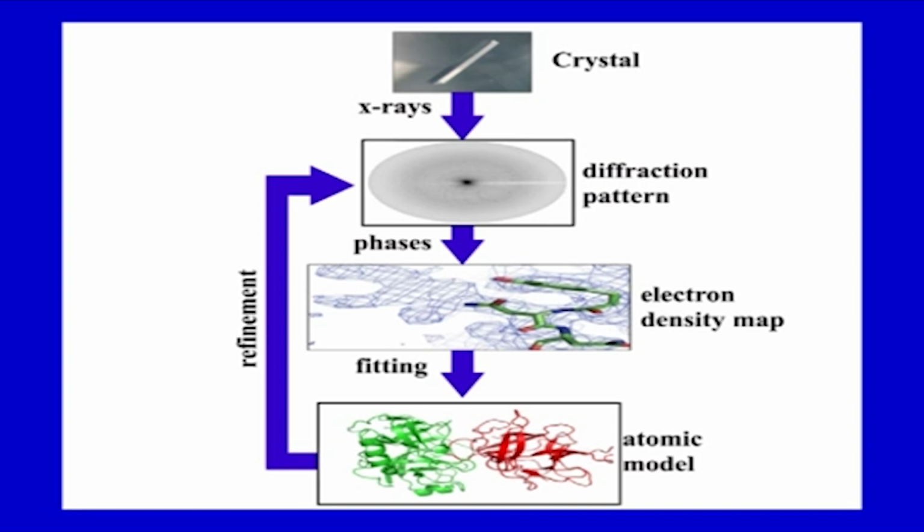Electron density map is the map of the electrons surrounding the atoms. So, with the knowledge of the molecule you can generate this web-like structure, which is the electron density map, and finally, from the electron density map the atomic model or the atomic positions are obtained, and from that the whole structure is derived.